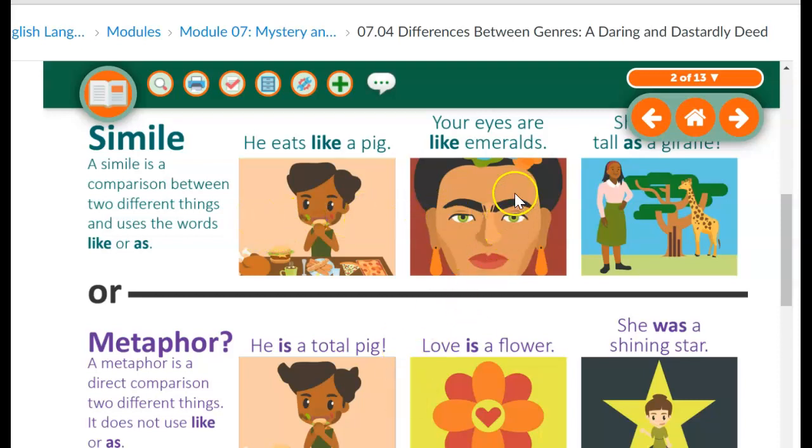All right, how about this one? Your eyes are like emeralds. Emerald is a type of jewel that's green. So if it's a jewel, what do we usually know about jewels? Sometimes they're shiny and sparkly and usually in jewelry. So if we said your eyes are like emeralds, what do you think that would mean? Ricky?